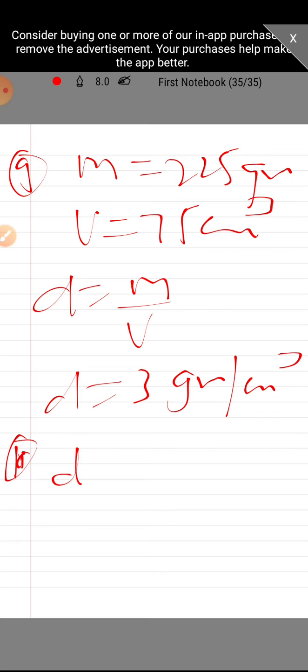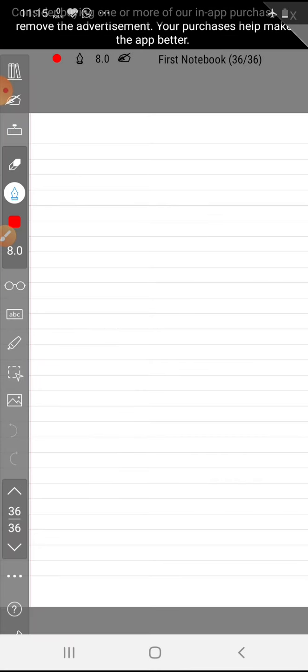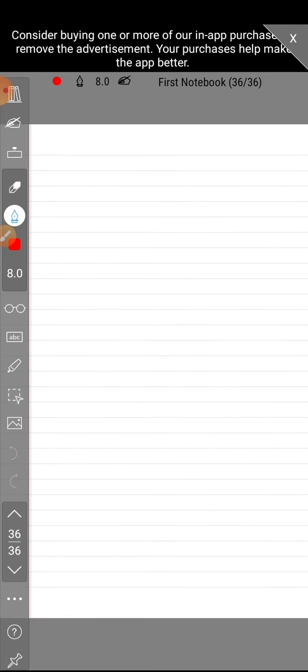So density is given in 8.9 gram per centimeter cube. You have to calculate this density into kilogram per meter cube. So we know that 1 gram per centimeter cube is equals to 1000 kilogram per meter cube.